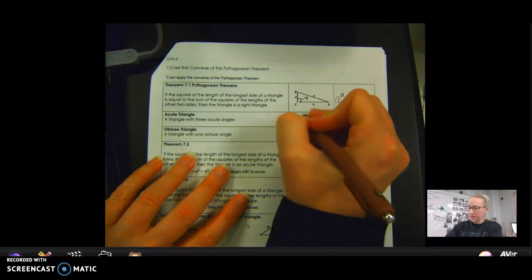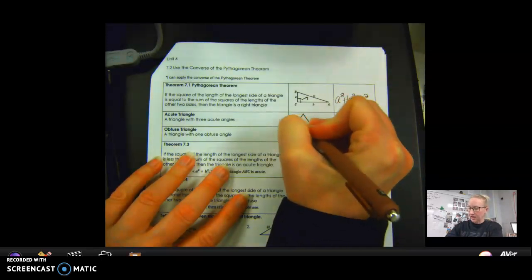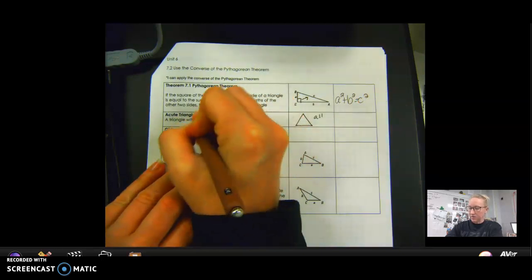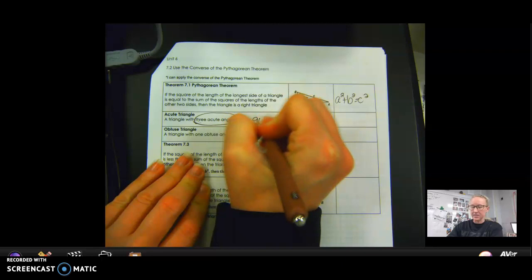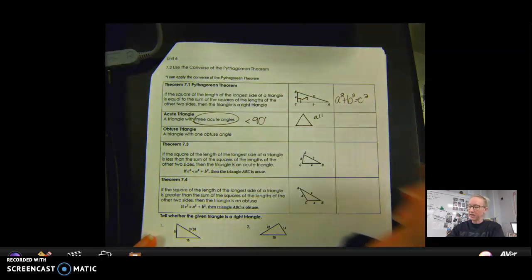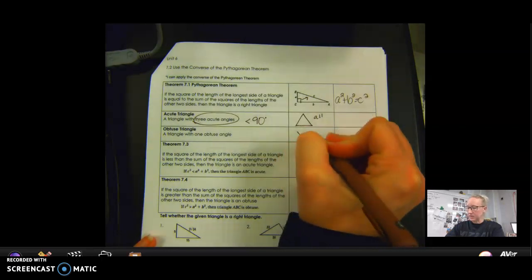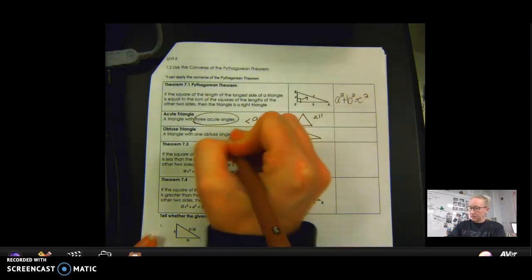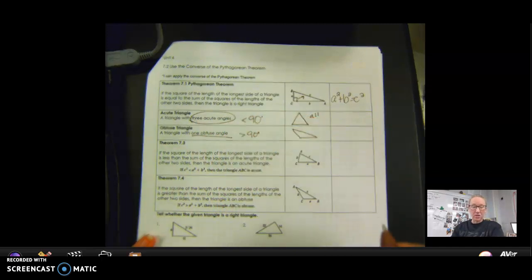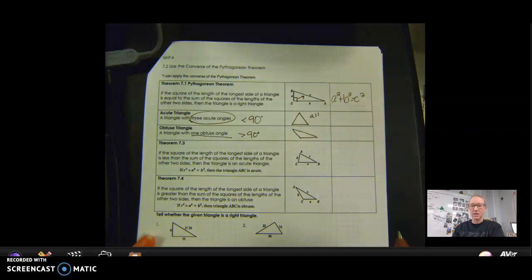So an acute triangle is a triangle that all angles are acute, or less than 90 degrees. Whereas an obtuse triangle has one angle greater than 90 degrees. You can't have more than one angle greater than 90 degrees because there's only 180 degrees in a triangle, so that would add up to too many degrees.